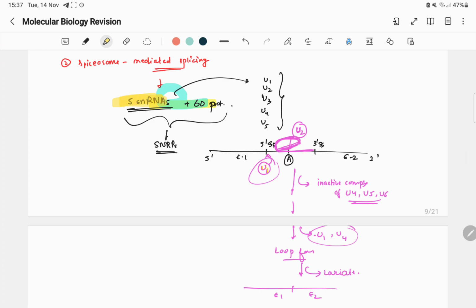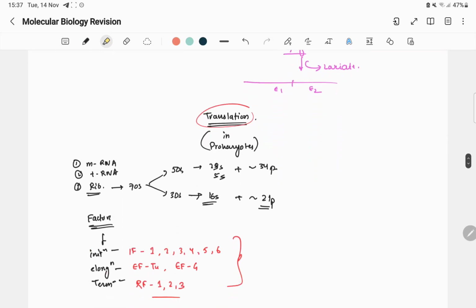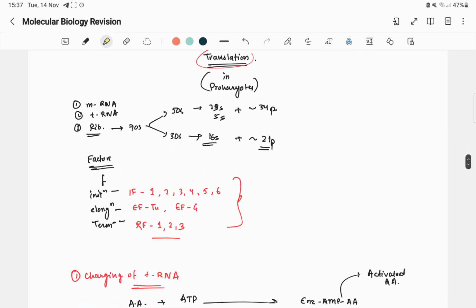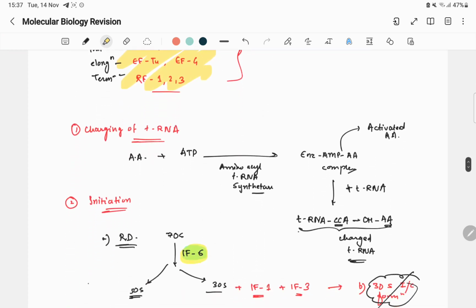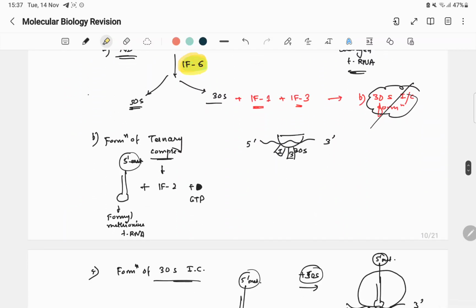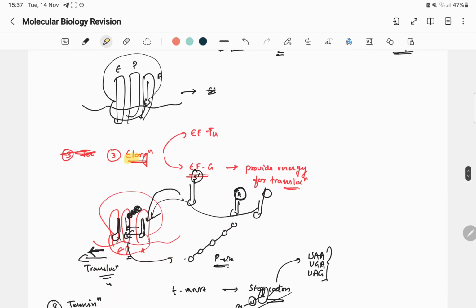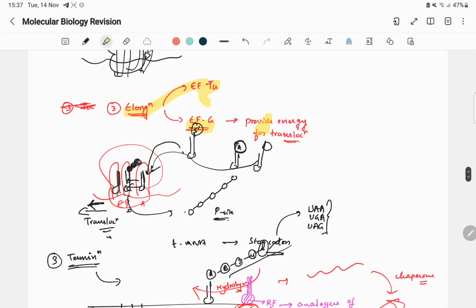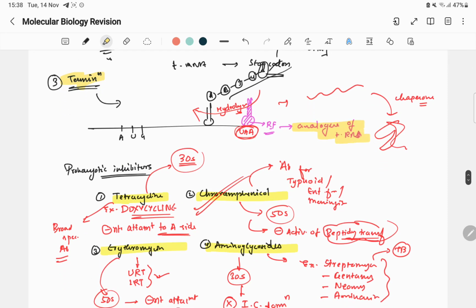Splicing is mediated by snRNA, and 60 proteins are required. Then we talked about the translation procedure in prokaryotes, in the 70S ribosomes, and these factors were required: IF1 to IF3, and EF-Tu and EF-G. The charging is there, initiation is there by IF, then formation of the ternary complex, formation of the 30S initiation complex, and elongation by EF-Tu and EF-G. EF-G provides energy. Termination is by release factor, which is analogous to your tRNA.